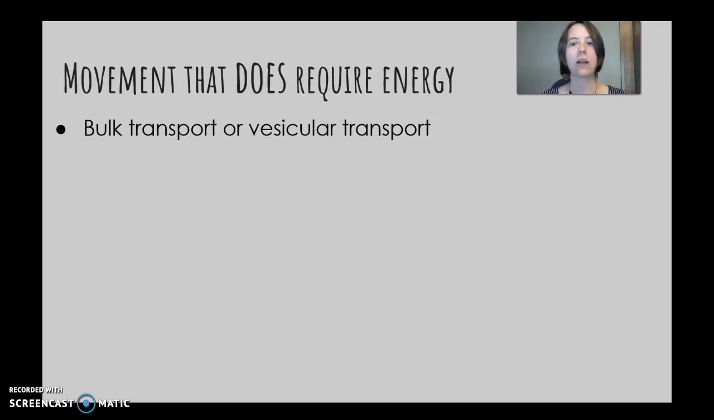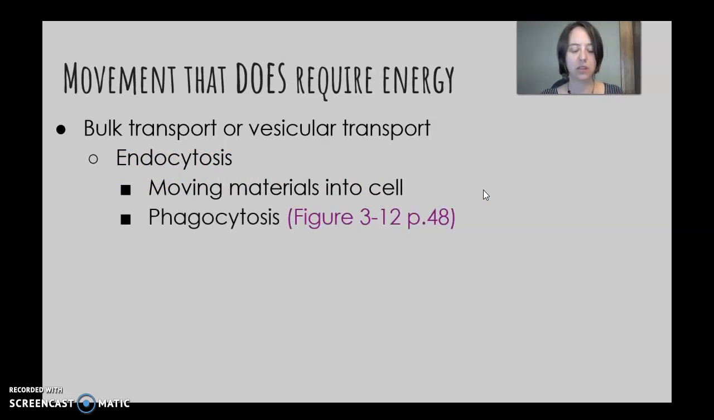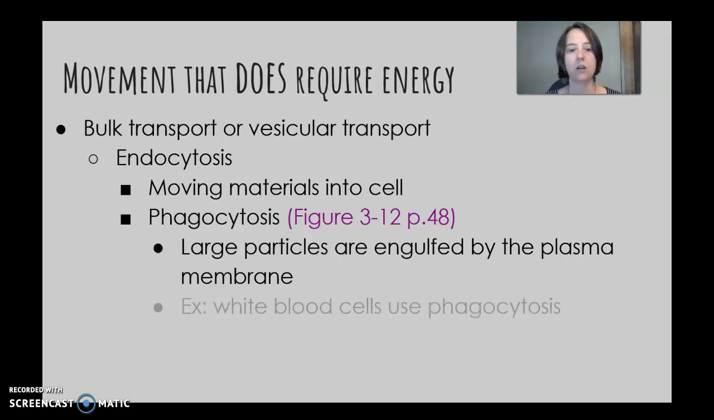Okay, so what else does require energy? Bulk transport or vesicular transport does, where you're transporting things in vesicles. One type is endocytosis, and endo would be going in to the cell, moving materials into the cell. And there's a nice picture on page 48 of phagocytosis, where a large particle is like engulfed by the plasma membrane, and then it just kind of pinches off and makes a vesicle, and then it floats to where it needs to go in the cell.